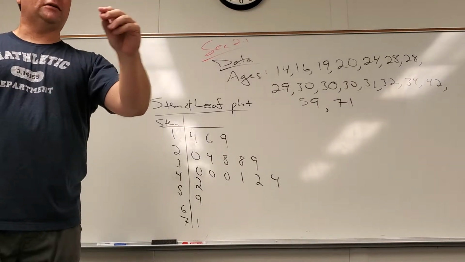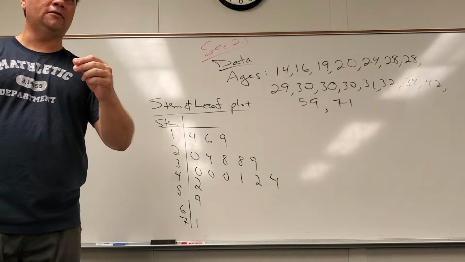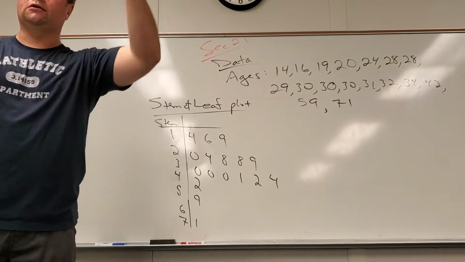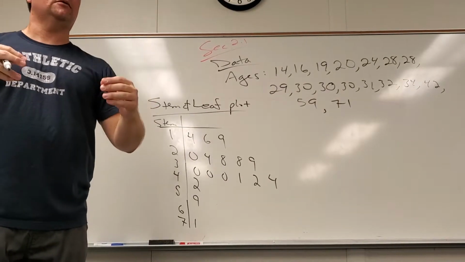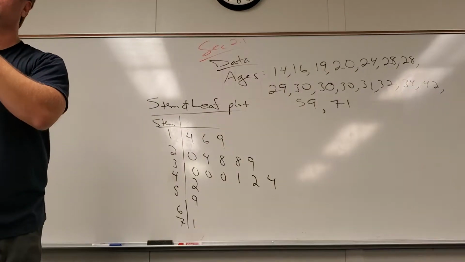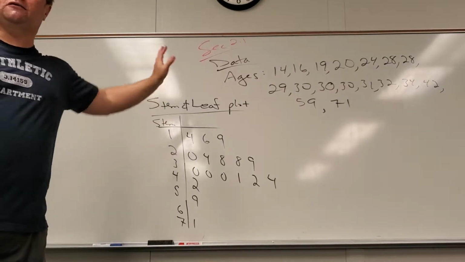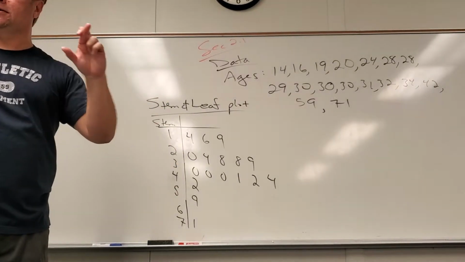Everybody cool with the difference between subjective and objective? Subjective is kind of like opinion. Objective is based on algorithms, right? So later we're going to develop a real good way to figure out outliers. Right now, 71 is an outlier. It's just far away. You guys with me? A little bit?